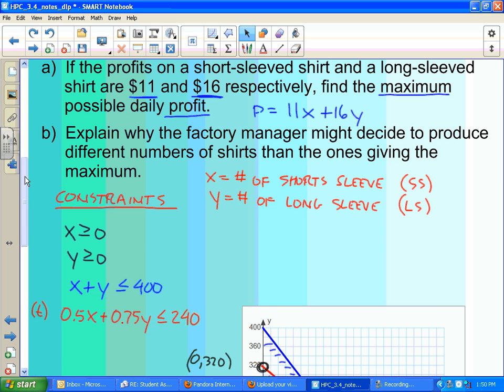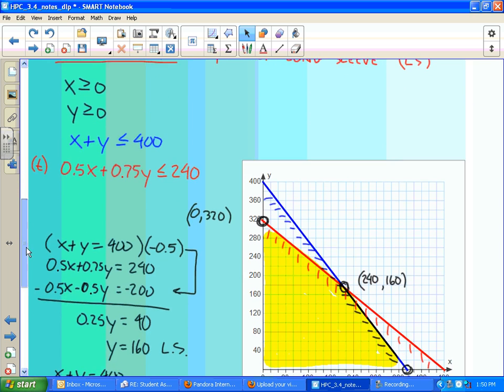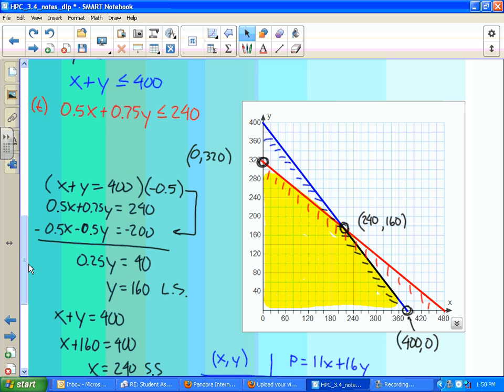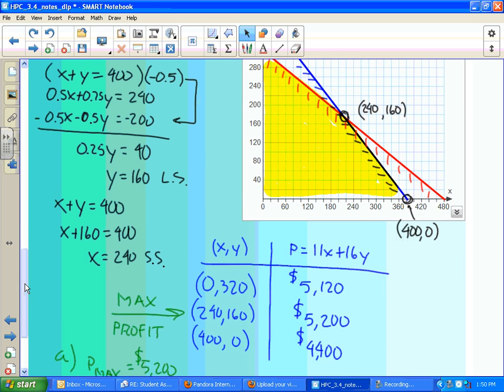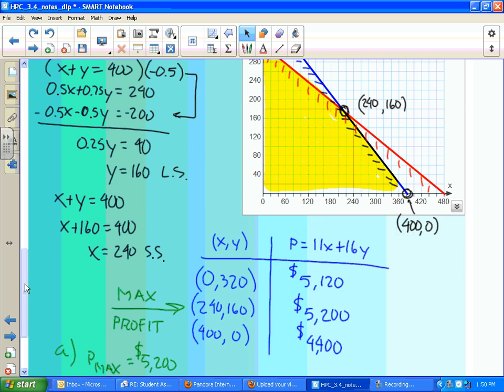Why? The math tells you that you're going to make the most money when you sell that many short sleeves and that many long sleeves. But why would a manager consider saying, I'm not going to do that? Yeah. Like seasonal, like summertime. Exactly. This is a daily thing. What if you're in the middle of winter? You're probably going to want more long sleeves than short sleeves. So that might skew your number.